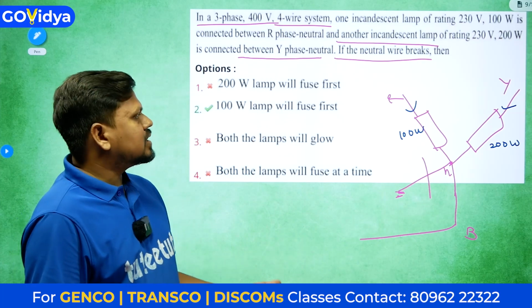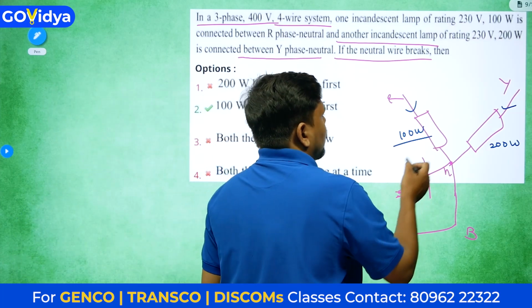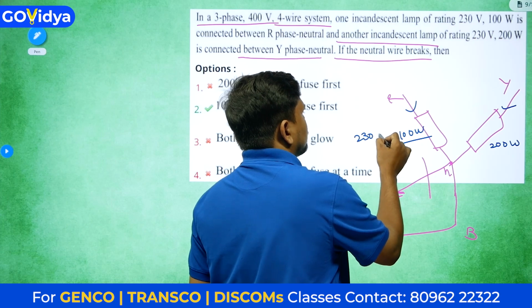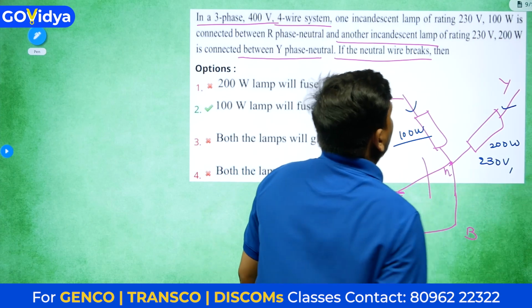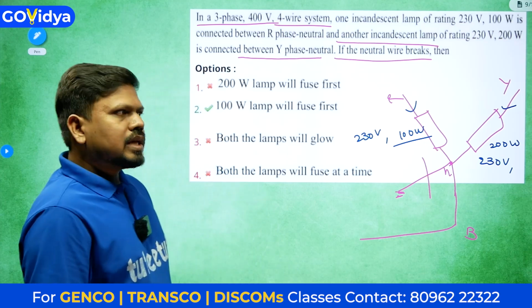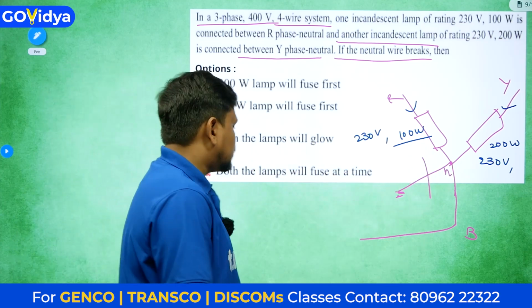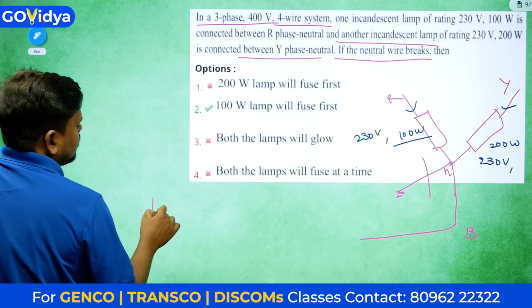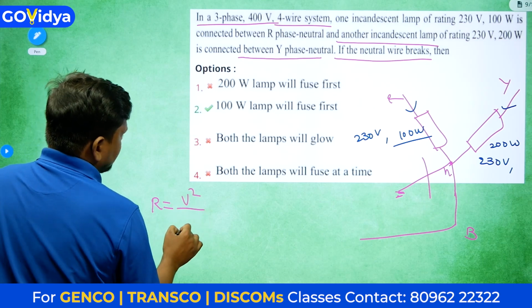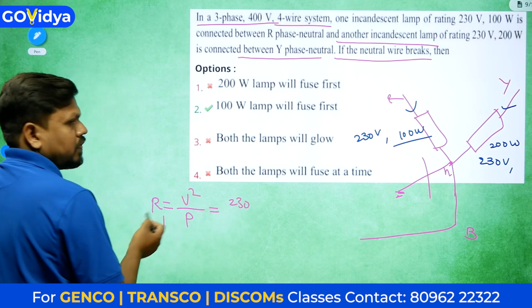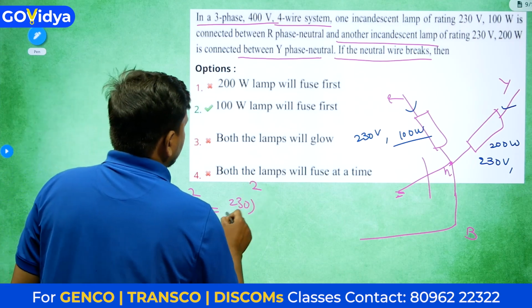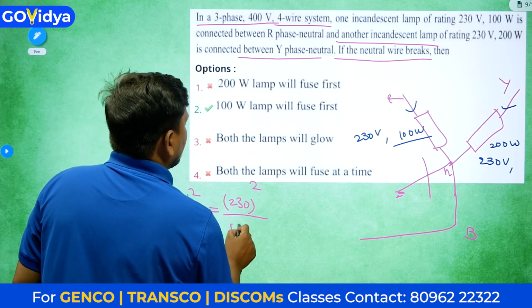Now let's understand one thing. This is 100 watt, and the rating of this one is 230 volt, 100 watts. This is also 230 volt, 200 watts. Let's calculate the resistance of this and of this. Generally, what is the formula for resistance? R equals V square divided by P. So for the first bulb, R1 equals 230 volt whole square divided by the power, which is 100 watts.